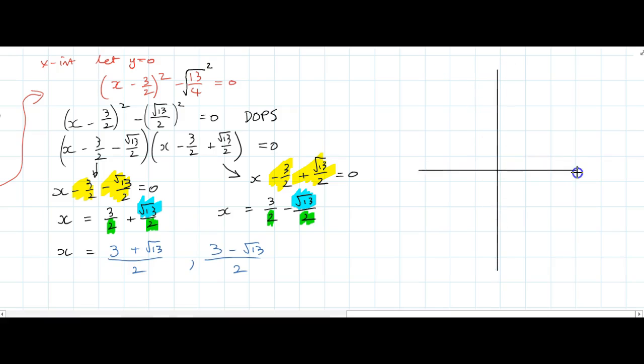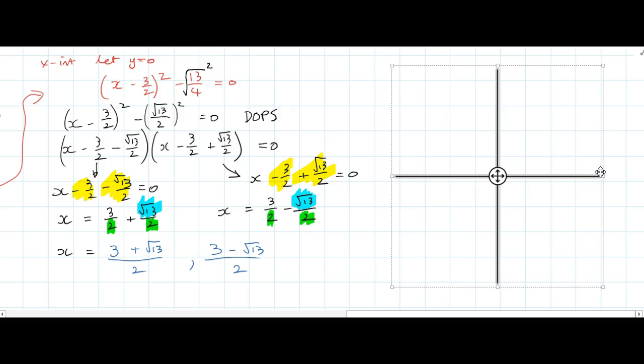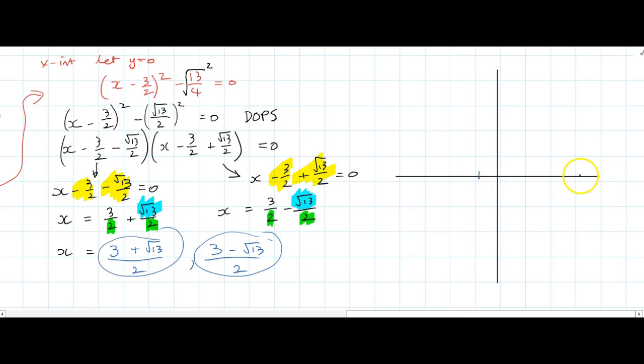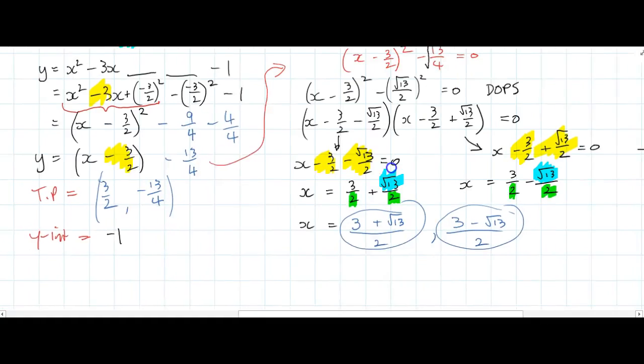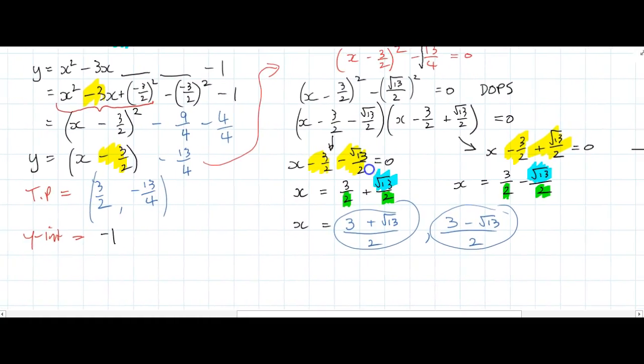Alright, so let's just draw a nice set of axes here. Now, if you do put these in your calculator, the negative one here ends up being about here somewhere, and the positive version ends up being over here somewhere. They're about equal to that. Those are the points there. Our y-intercept was -1, and our turning point was at 3/2, -13/4.